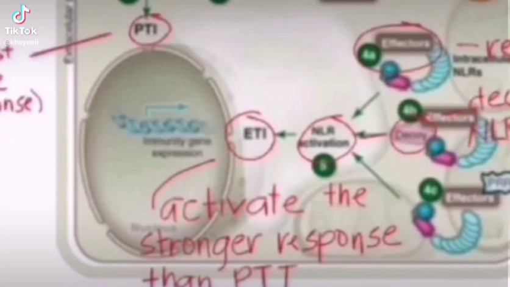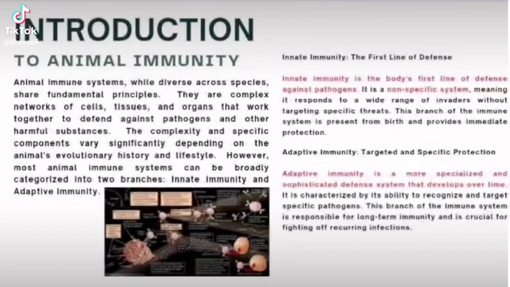So, in summary, ETI is a powerful, highly specific immune response that provides plants with strong and durable resistance against specific pathogens. It represents a sophisticated level of plant defense, reflecting the ongoing evolutionary arms race between plants and their pathogens. And that's all. Now, let me introduce animal immunity.